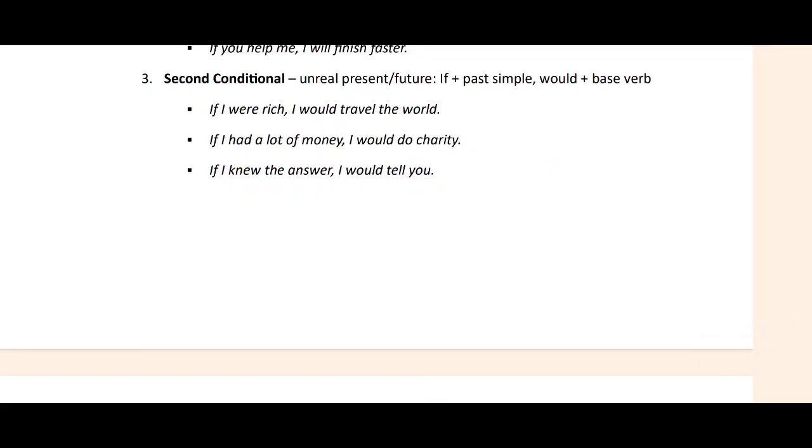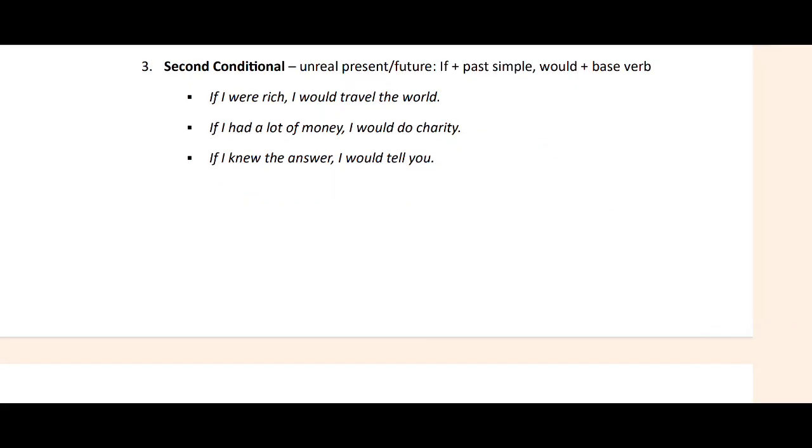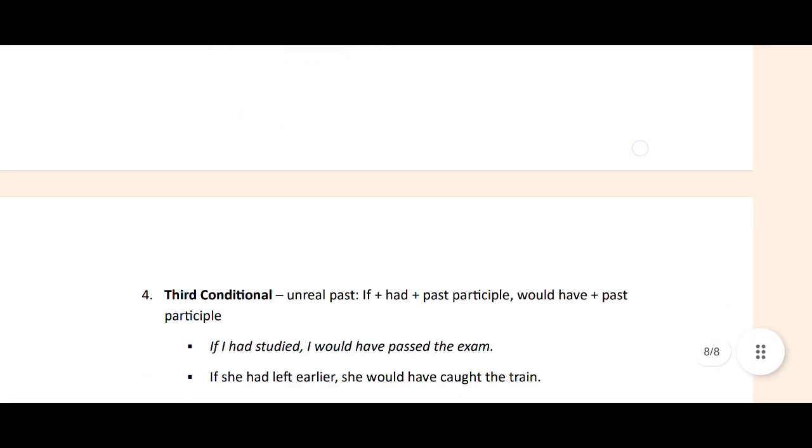Now second conditional. The second conditional conveys unreal present or future. The structure is if plus past simple, comma, would plus base verb. If I were rich, I would travel the world. These are all unreal present or future situations. If I had a lot of money, I would do charity. If I knew the answer, I would tell you.